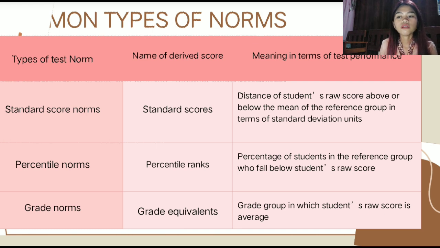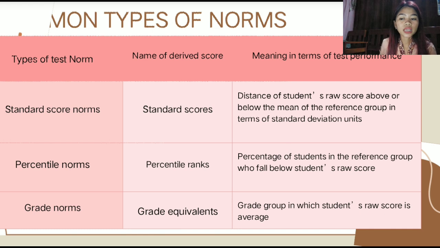In the standard score norms, the meaning in terms of test performance is the distance of students' raw scores above or below the mean of the reference group in terms of standard deviation units. In the percentile norms, it is the percentage of the students in the reference group who fall below the students' raw scores. In the grade norms, it is the grade group in which students' raw score is average.